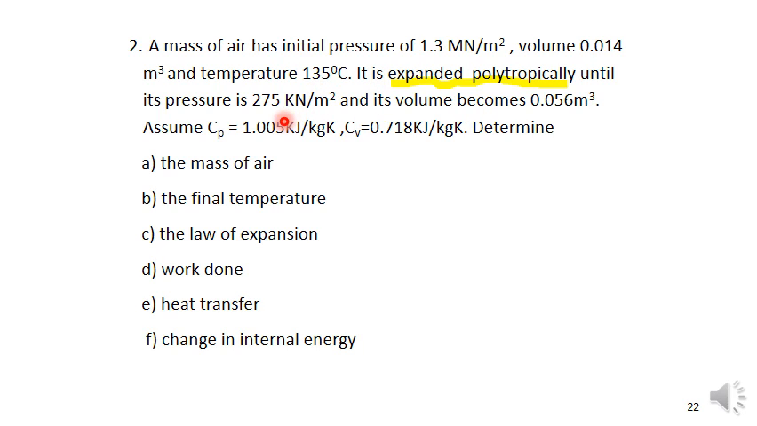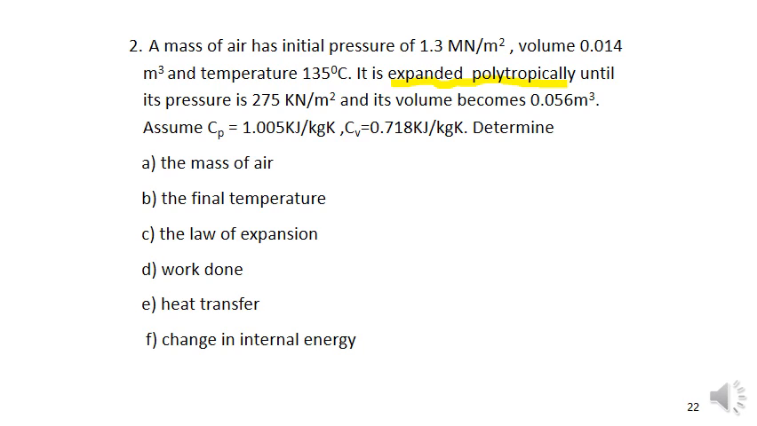So by using Cp and Cv values, we can calculate the gamma value and the R value. Gamma is equal to Cp by Cv and R is equal to Cp minus Cv. First we have to calculate the mass, next the final temperature, the law of expansion. Law of expansion is nothing but PV^n is equal to constant. Then work done, heat transfer, change in internal energy. These are what we have to calculate.